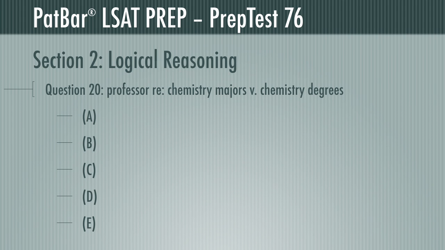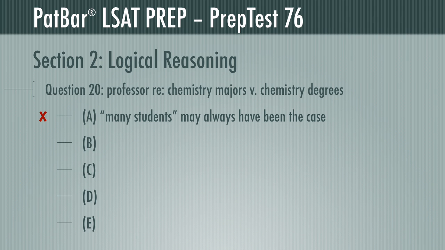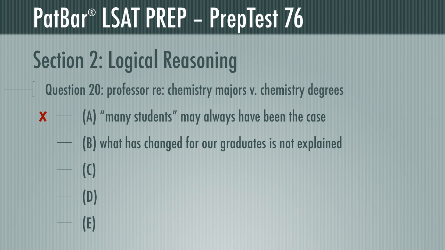What specifically has changed? For example, we don't know if there are more unqualified students now than there were 10 years ago. Many? Probably. But this doesn't explain the change. The number of degrees earned in natural sciences altogether makes no difference either. True, it would show a change, but it doesn't explain anything specific to what has changed for our graduates. B is incorrect. C is wrong for the same reason as A.